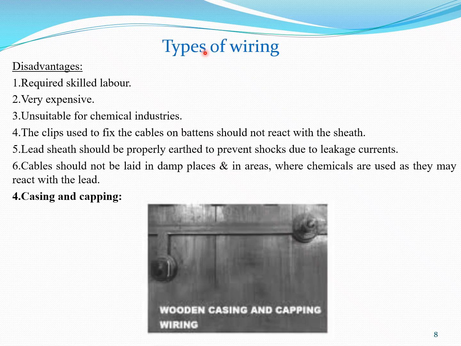Then the fourth type is casing and capping type of wiring. Such types of wiring you might have observed in your flat, or in your home, or in your college premises also. In casing and capping wiring, the lower portion on which the wire is laid is called the casing, and the upper portion with which the wire is covered is called the capping.